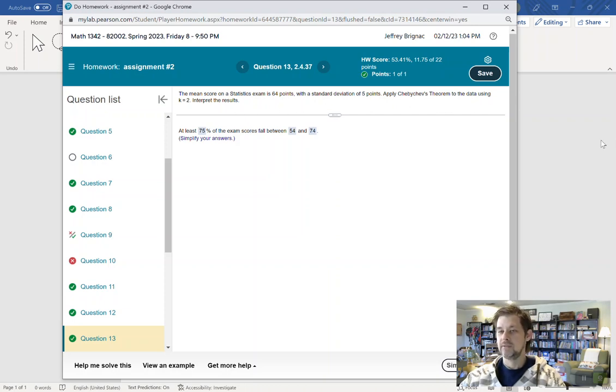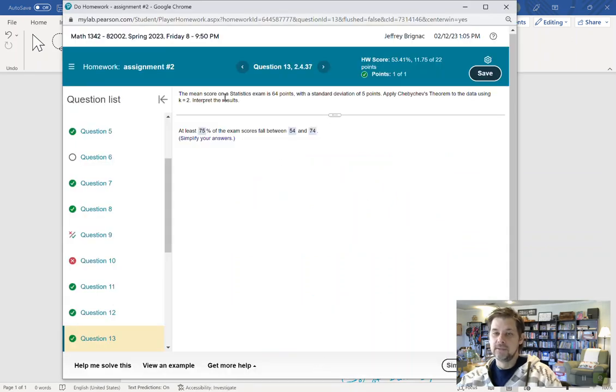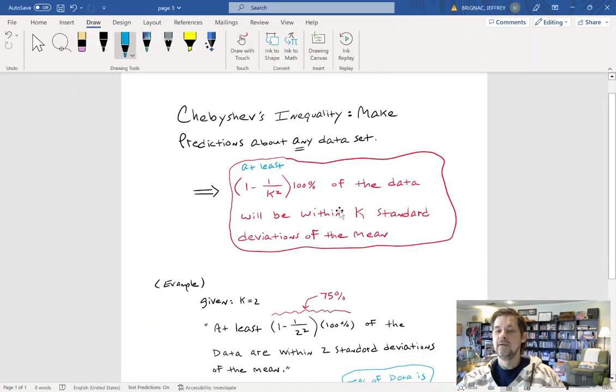Okay, so let's look at what Chebyshev's theorem says in the first place. We can make some predictions about the data set, even though it's not given to me what the individual scores are, like nowhere in this question. It's just that somebody took the scores and found the mean and found the standard deviation. That's all I have, but I can make some predictions.